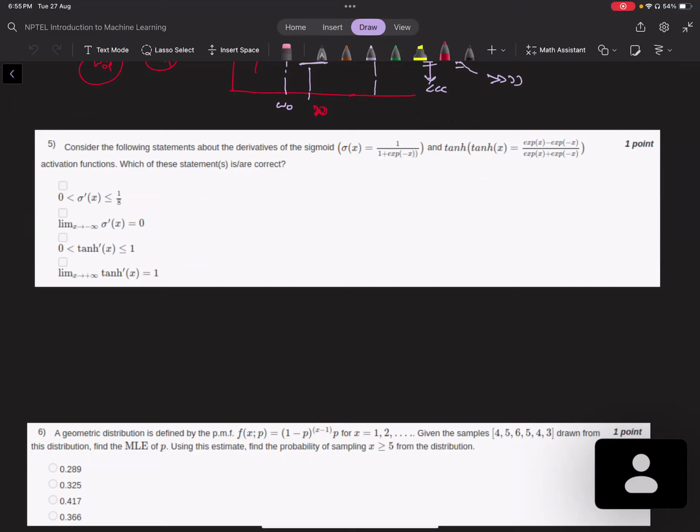Okay, so let's solve this. It's easy. It looks scary, but it's easy. So your sigmoid is this. The derivative of sigmoid, as you know, is sigma of x times 1 minus sigma of x, right? So this is the derivative of your sigmoid. If x tends to minus infinity, then sigma of x will tend to what?